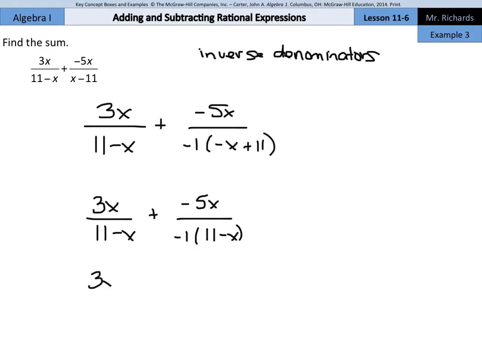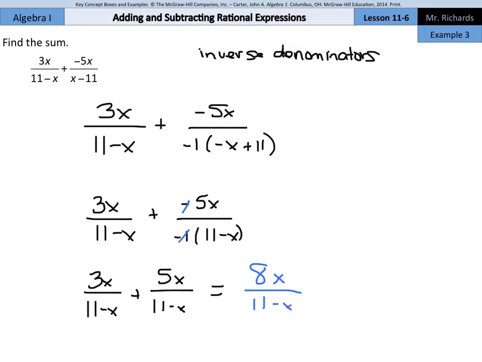Now, for my next step, we'll have 3x over 11 minus x plus this negative 1 and this negative up here can, in a way, cancel out. They turn into a positive. Remember, a negative divided by a negative is a positive. So what we're left with here is 5x over 11 minus x. And since we have common denominators, we can just add these together to get 8x over 11 minus x. And that is our answer.